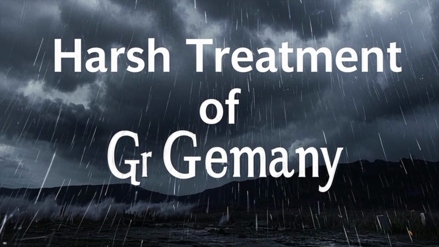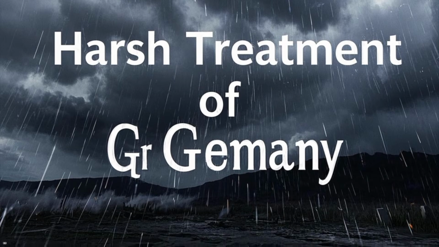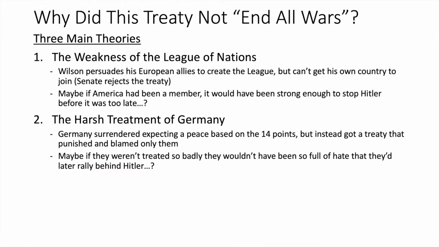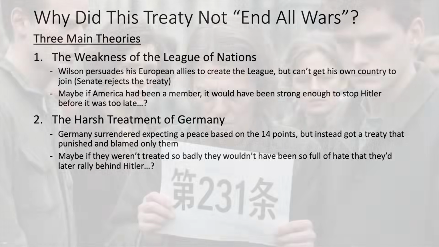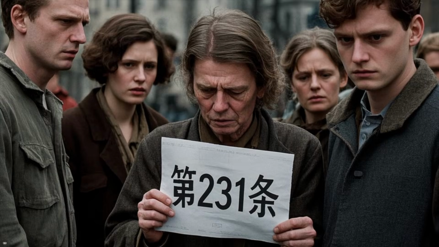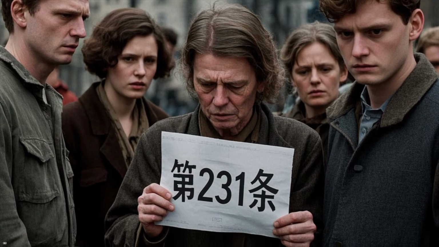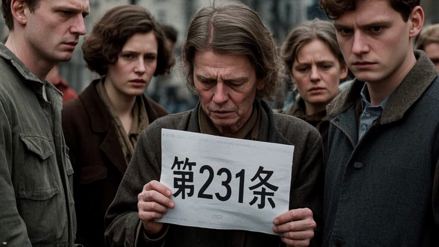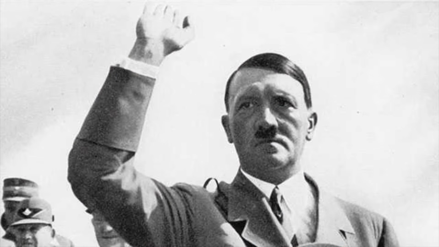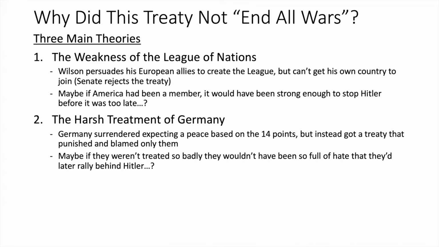Theory 2. Harsh treatment of Germany. German civilians had believed in Wilson's 14 points. Instead, they got Article 231, the War Guilt Clause. Millions felt humiliated and impoverished. That resentment paved the way for extremist movements, Hitler's rise chief among them.